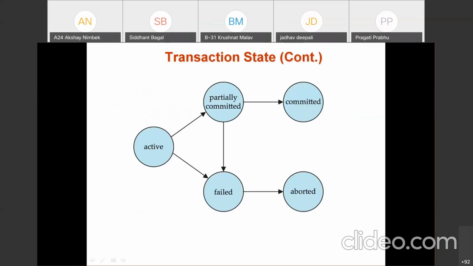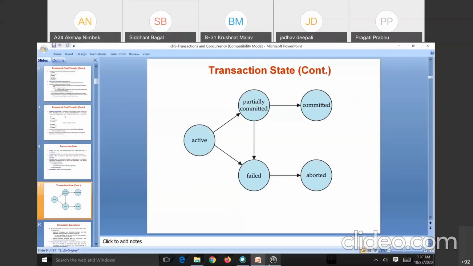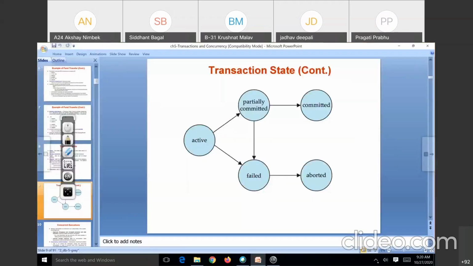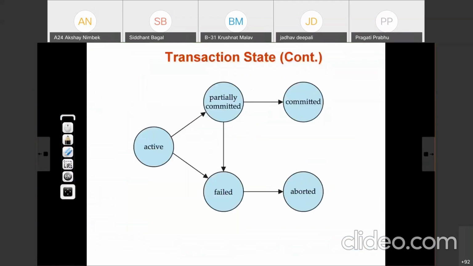I am going to explain this diagram to you again. So we consider our transaction. Okay, so now see here.